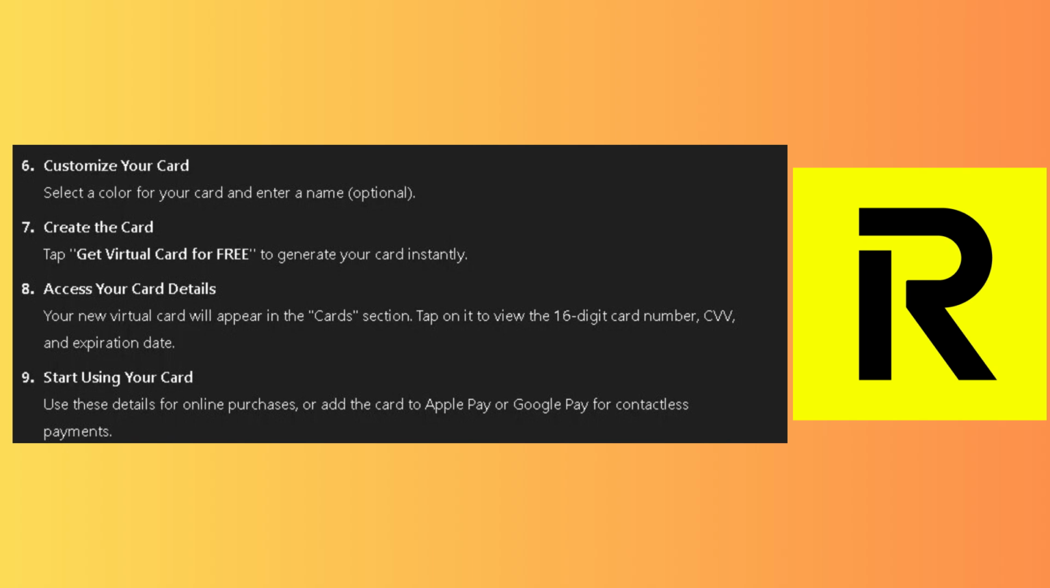Customize your card. Select a colour for your card and enter its name. Create a card. Tap Get a virtual card for free to generate your card instantly. Access your card details. Your new virtual card will appear in the card section. Tap on it to view the 16-digit card number, the CVV and expiration date.